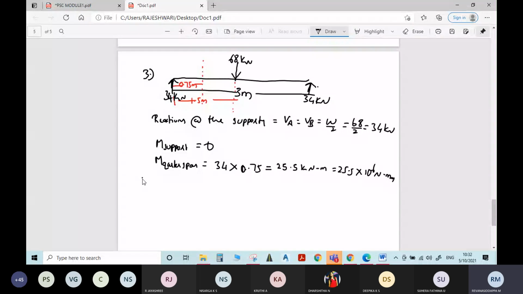Then moment at midspan. Moment of reactive force is 34 into perpendicular distance 1.5 meter, then minus 68 into perpendicular distance, it is 0. Why? The point lies in the line of action of the force itself. So there is no perpendicular distance here. 68 into 0. How much, students? Answer? 22.66. I got 51.